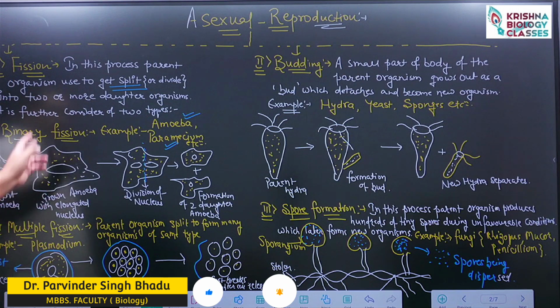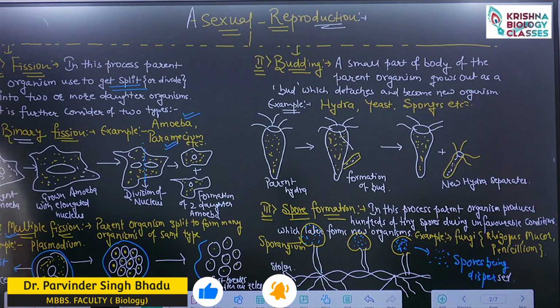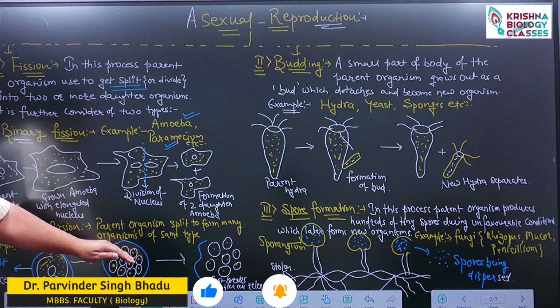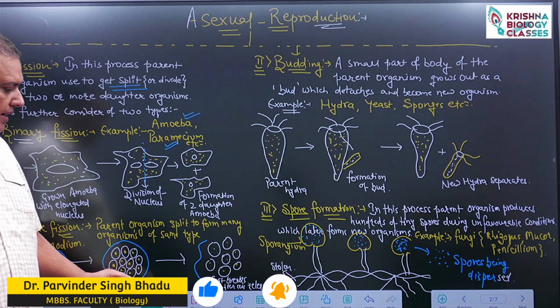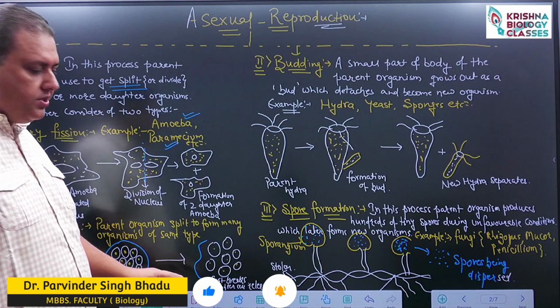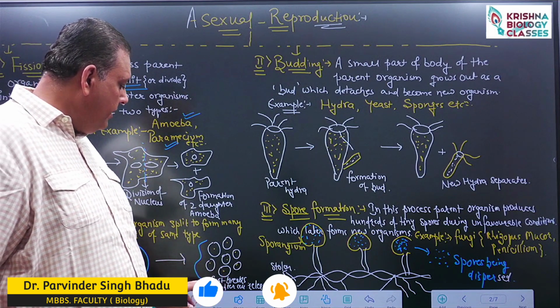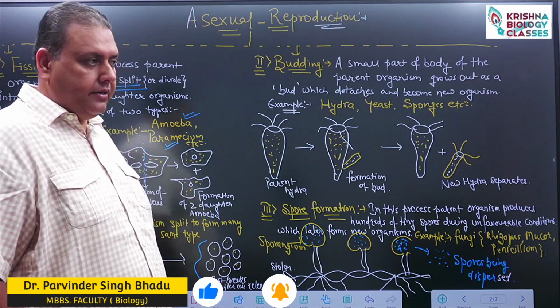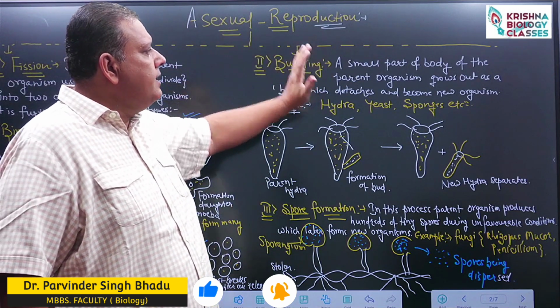If it splits into more than 2, then it is considered as multiple fission. For example, during unfavorable conditions, a protective wall or cyst is formed on the outer side of the plasmodium, and inside it the nucleus divides into several daughter nuclei. After that, the cytoplasm divides. When favorable conditions come, this cyst breaks down and the several daughter organisms are released into an environment.